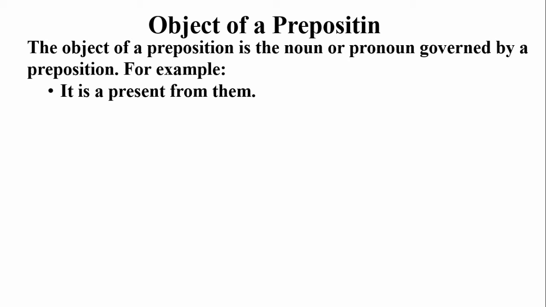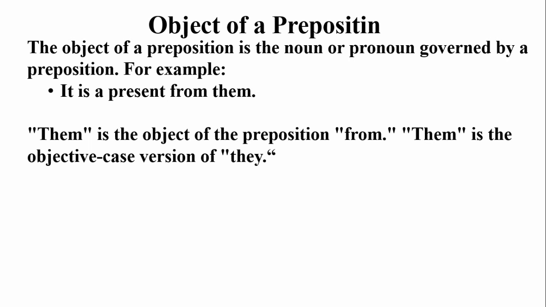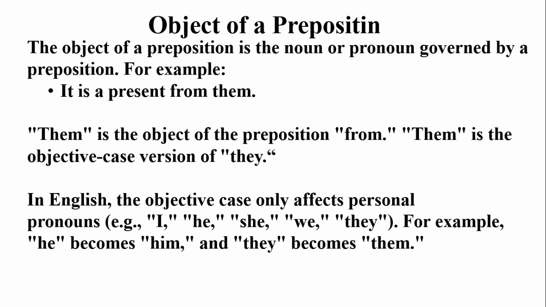Object of a preposition. The object of a preposition is the noun or pronoun governed by a preposition. প্রিপোজিশনের পরে যে নাউন বা প্রোনাউন বসে সেটি হচ্ছে প্রিপোজিশনের অবজেক্ট। For example, it is a present from them. এখানে from এর পরে them বসছে, এটি হচ্ছে প্রিপোজিশনের অবজেক্ট। Them is the object of the preposition from. Them is the objective case version of they. In English, the objective case only affects personal pronouns.